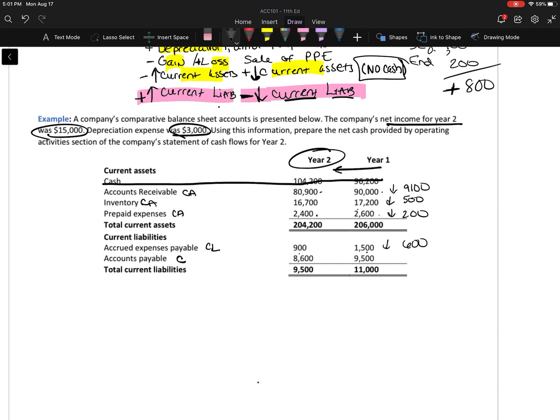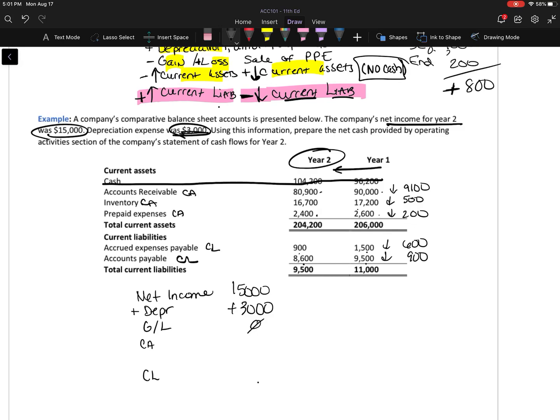Let's look at our liabilities. Accrued expenses payable, that is a current liability. It went from $1,500 down to $900, a decrease of $600. And accounts payable, a current liability, went from $9,500 down to $8,600. All right, so now we have all the information to plug into our formula. So I start with net income, add back depreciation, look at gains and losses, which I didn't see any, but I like to put placeholders. And then we're going to look at current assets and then current liabilities.